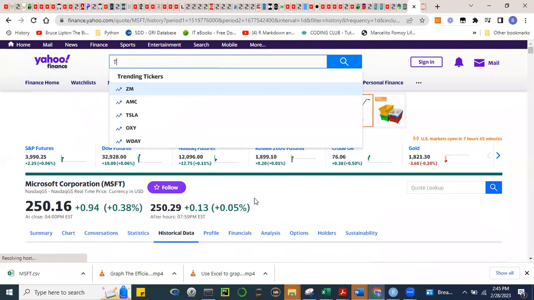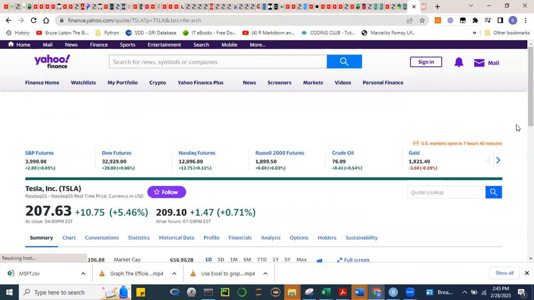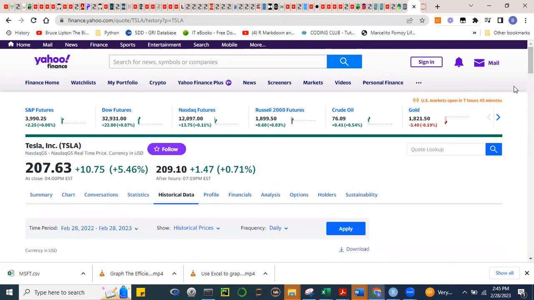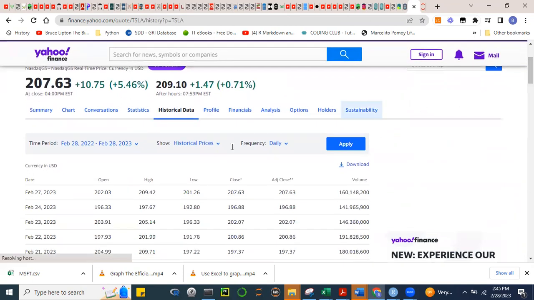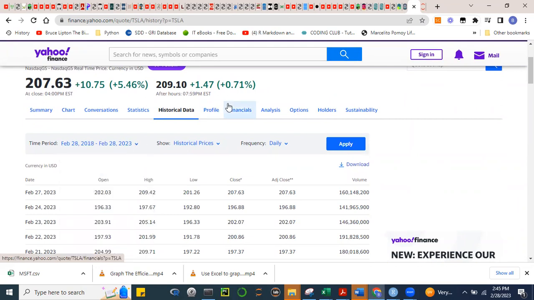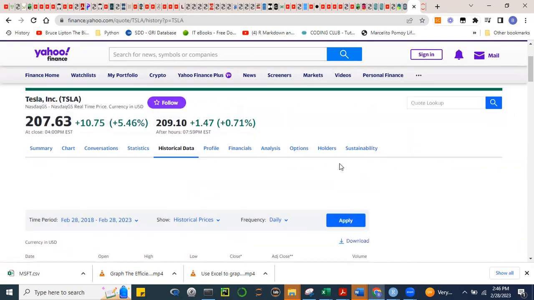Tesla. So Tesla Incorporated. And let's choose the same time frame. So here, historical data of Tesla. And then here, 5 years also. Was it already traded 5 years ago? I think so. And then daily historical prices. Yeah, February 28, 2018, and then download.